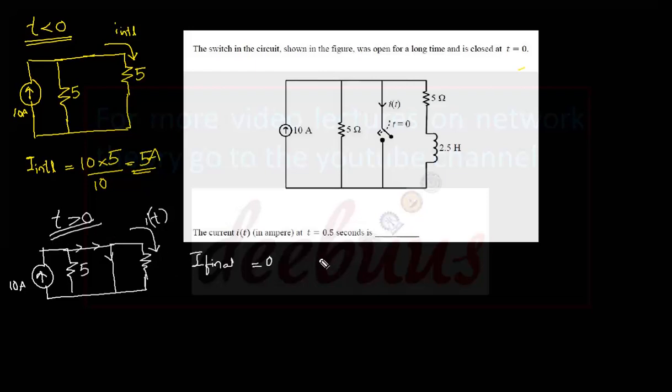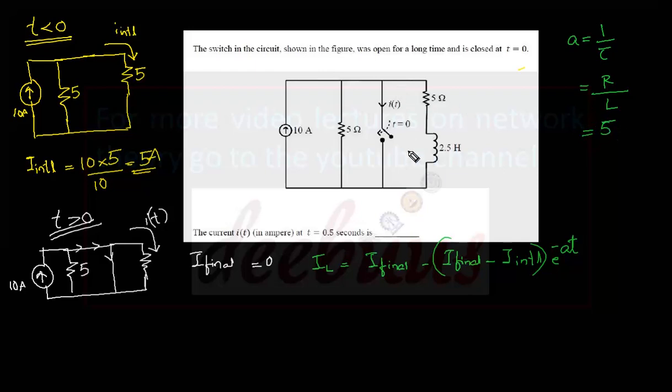Now we can check the current expression, that is IL, the inductor current, equal to I final minus I initial, e raised to minus at, right? Where a equal to 1 by the time constant. Here it is an RL circuit, the time constant is L by R, so the inverse of it is R by L. R turns out to be 5 because in the discharging path there is only a single resistance. That's why it is 5 divided by L is 2.5, so a equal to 2.